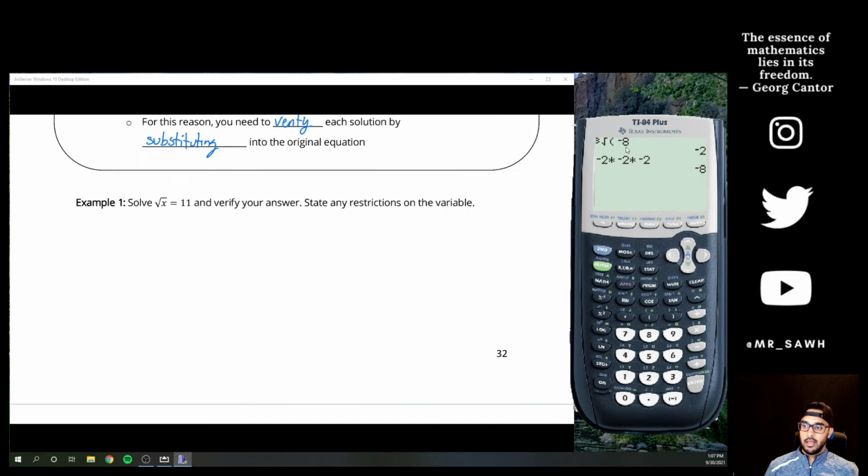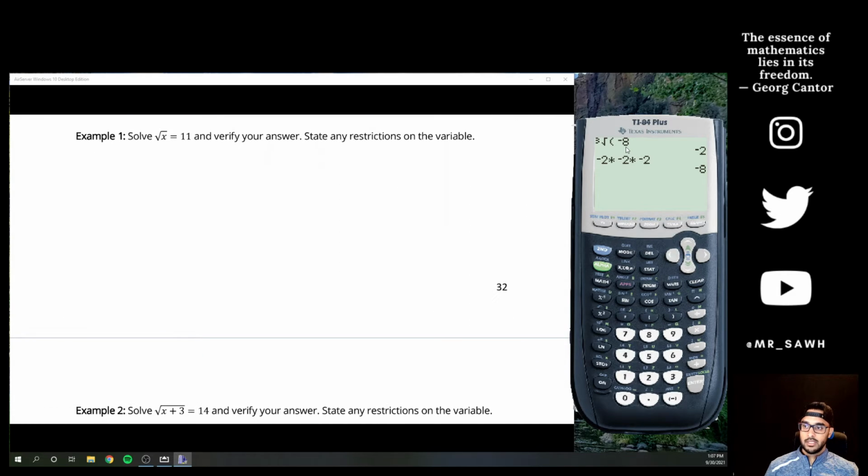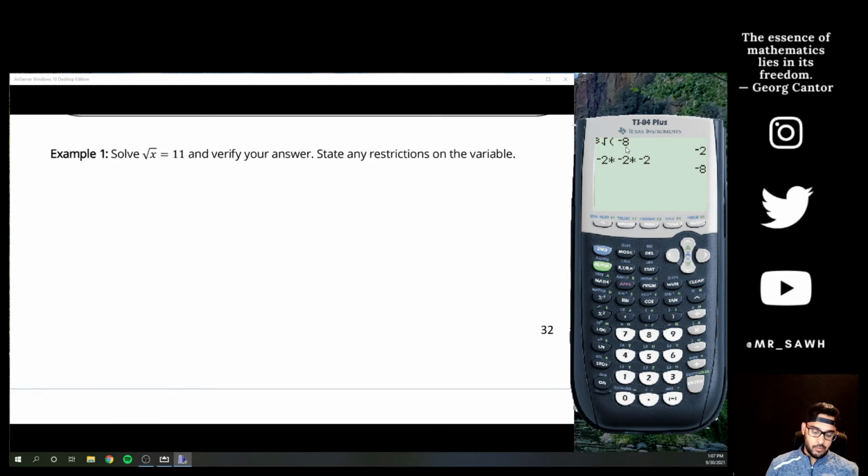So let's take a look at a couple examples there. So example number 1 says, solve that equation and verify. State any restrictions on our variable. So we'll do the restriction part first.